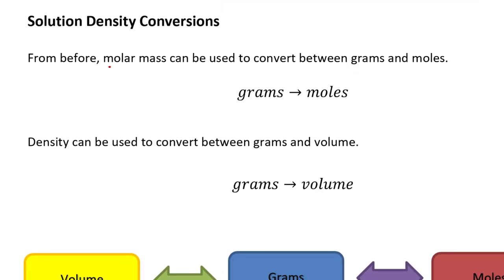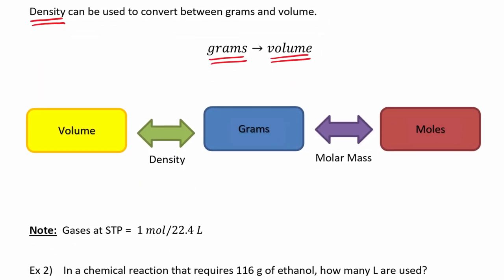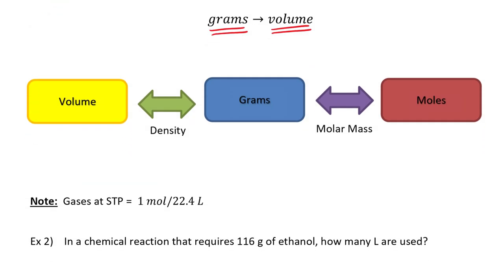Previously, we used the molar mass to convert between grams and moles. Now, we will use density to convert between the mass and the volume. We can add in another layer to our game plan here. Remember this? To go from grams to moles or moles to grams, we use the molar mass. Now, to go from mass to volume, we can use the density.